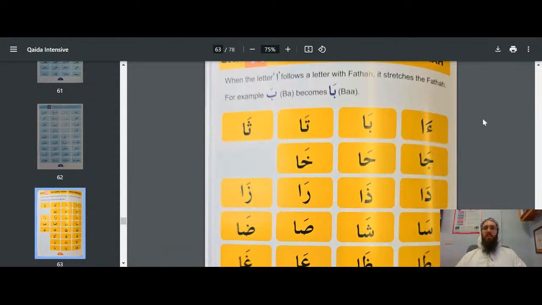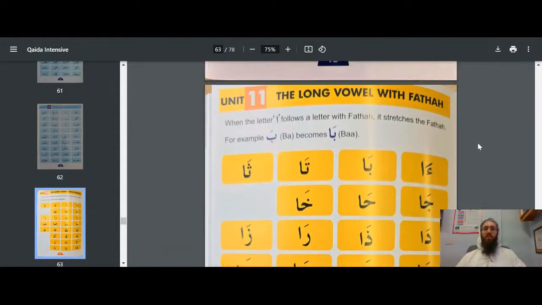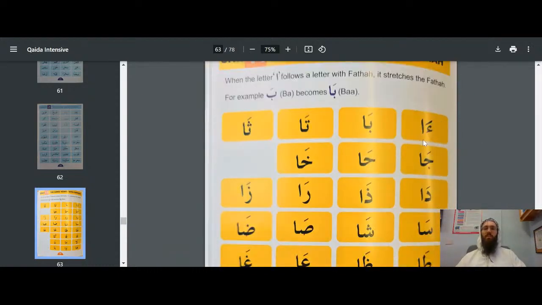Now we're looking at long vowels. How long you make a sound changes the meaning in Arabic. All the vowels have a partner. The partner of the fatha is the alif, because they are making the sound. The partner of the kasra is the ya. The partner of the dhamma is the waw. So we're going to look at all of them.